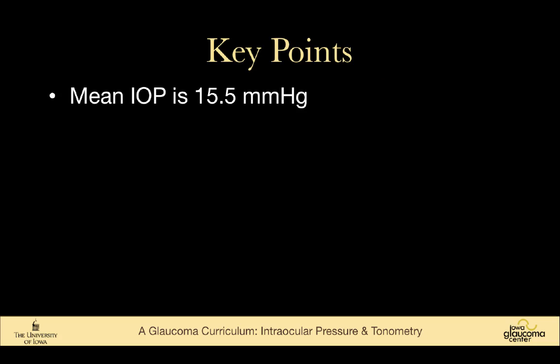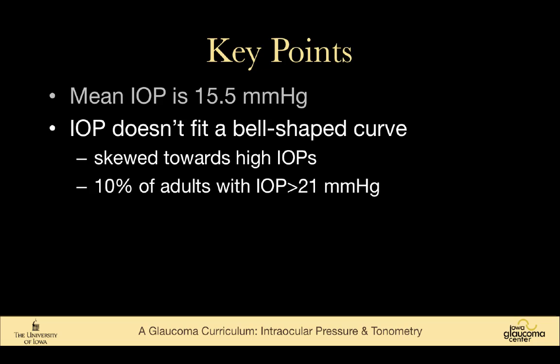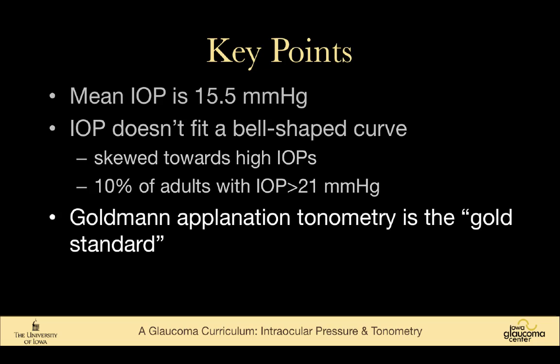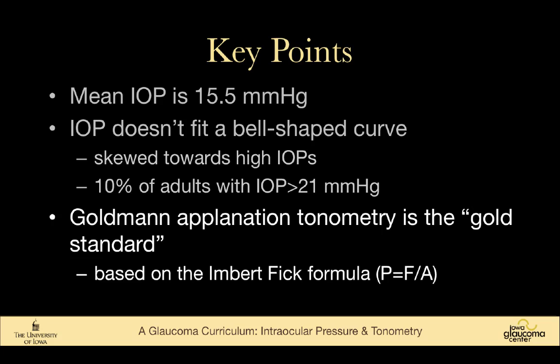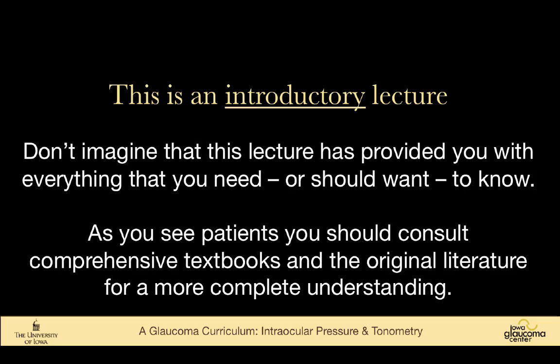So the key points in this talk: mean intraocular pressure is 15.5 millimeters of mercury. The pressure does not fit a bell-shaped curve; it is skewed towards higher intraocular pressures. And 10% of adults have pressures over 21 millimeters of mercury. Goldmann Applanation tonometry is the gold standard for measuring intraocular pressure, and this is based on the Imbert-Fick Formula. It applanates a diameter of 3.06 millimeters. So, an overview here of tonometry and the three types of tonometers that I think you'll run into mostly in your practice.